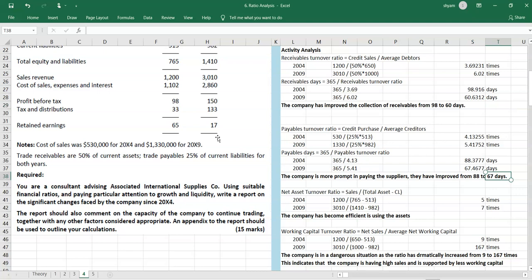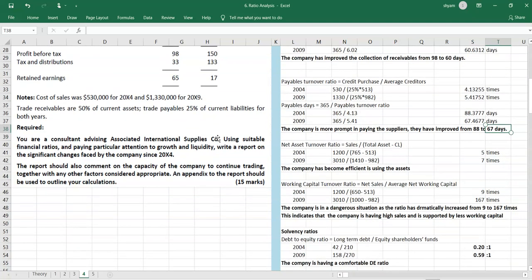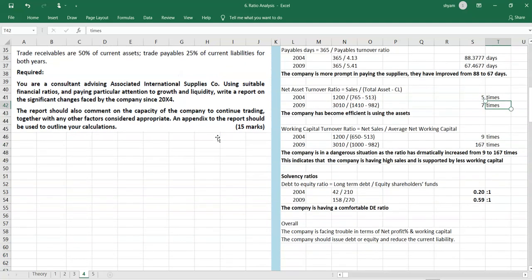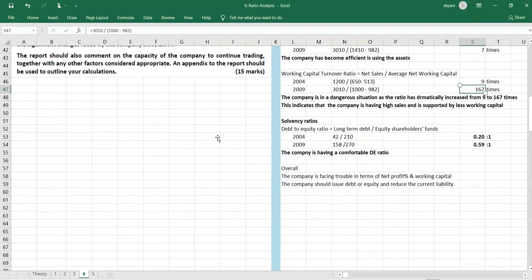They are also promptly paying their suppliers. They are increasing the efficiency of net asset turnover. Working capital seems to be abnormal, and the debt equity ratio seems to be quite comfortable. So overall, the company is facing trouble in terms of net profitability percentage and working capital only. And within working capital, it's the current liability that they have to substantially reduce.